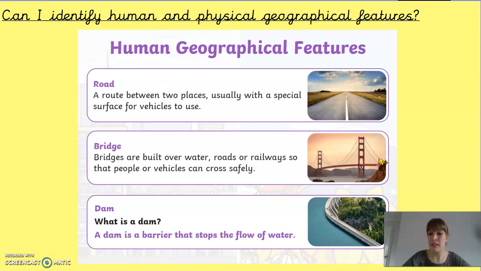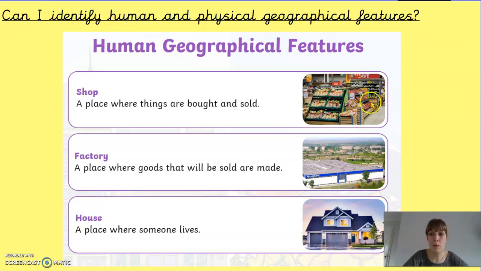And a dam. A dam is something that is made by a human. A dam is basically a barrier that stops the flow of water. You might know that, and you might have seen them before. Some more examples would be shops. The shops you go to would all be made by a human. Same with factories, and same with the house you live in. They will all be built, made and designed by a human.